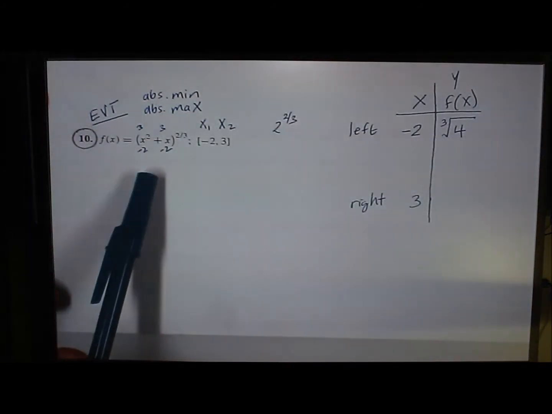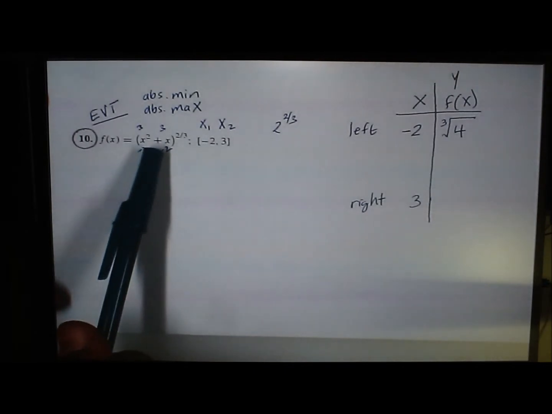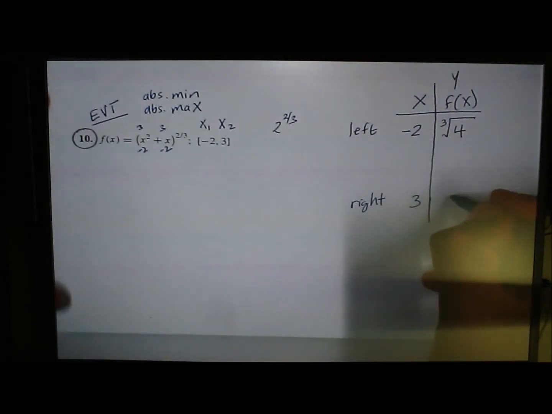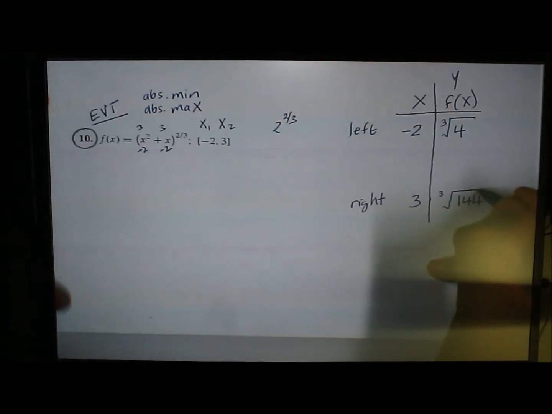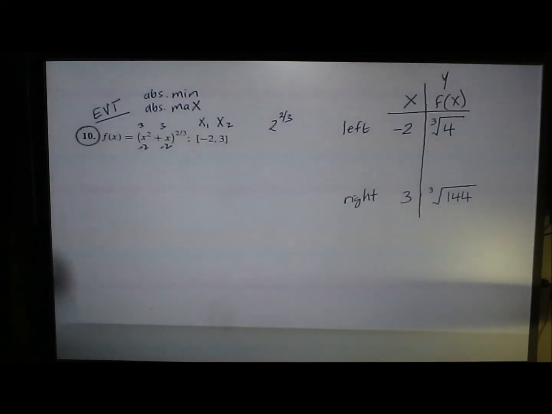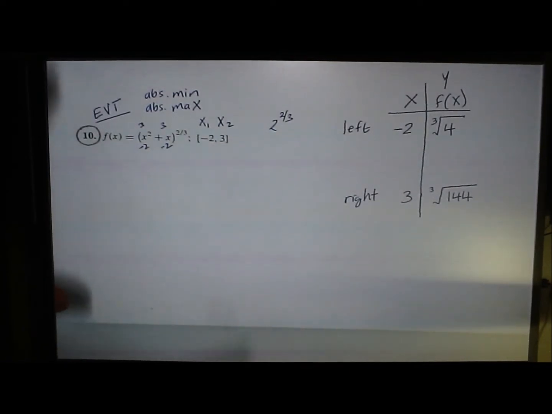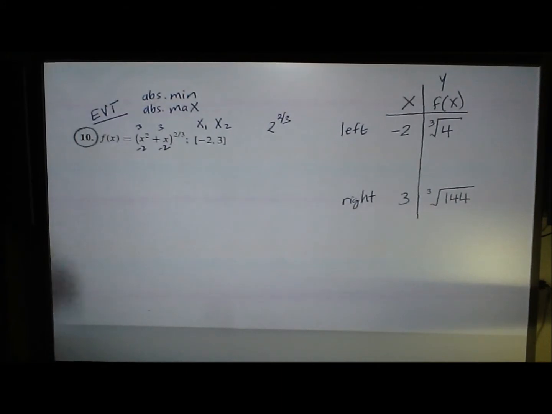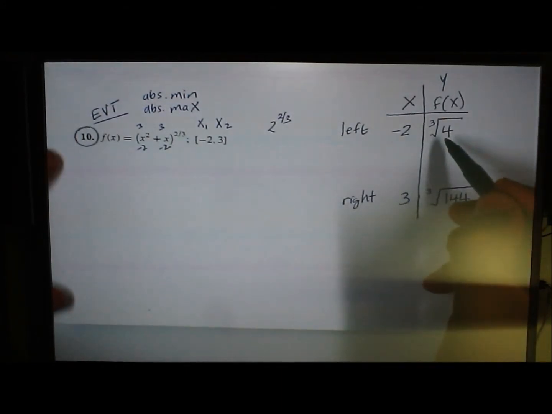When I plug in 3, I get 9 plus 3, I get 12 to the 2/3, which can be written as the cube root of 12 squared, or 144. Now the problem is, for this part of the AP test, you're not allowed to use a calculator, so you're going to have to estimate what these numbers are so you can compare them to any other numbers. Okay? So you know some of the perfect cubes.